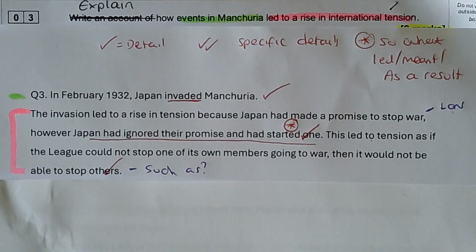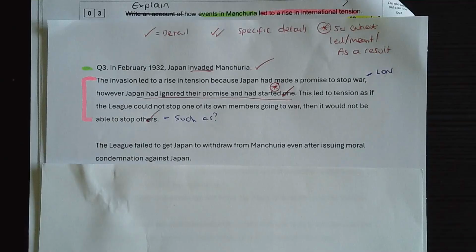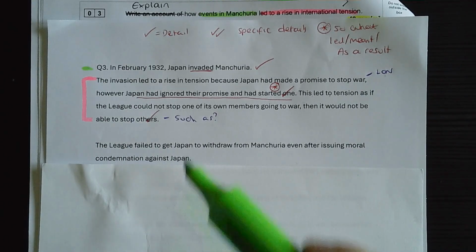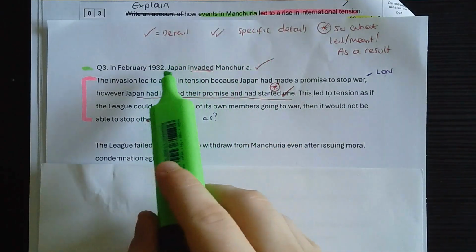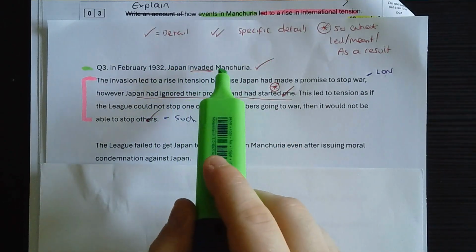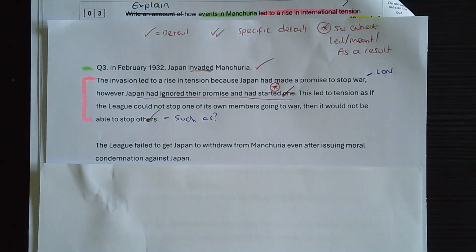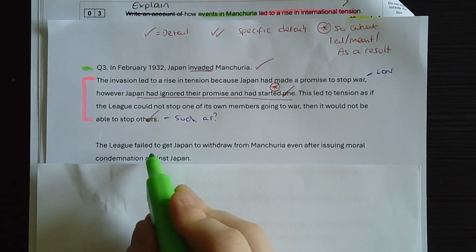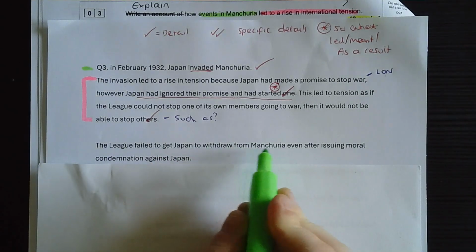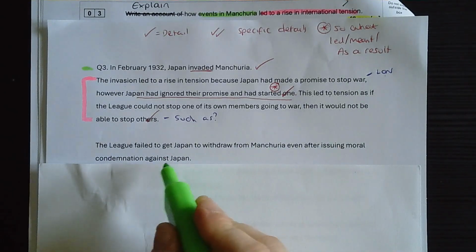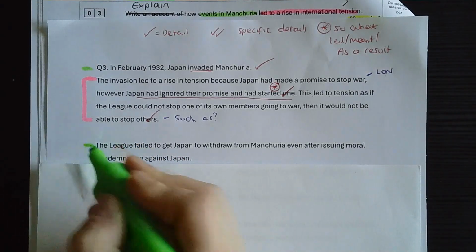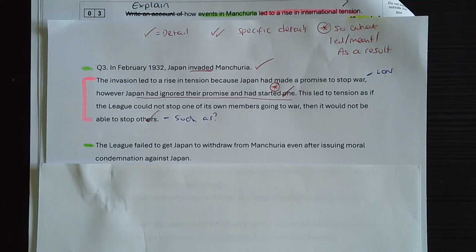So to get 6 out of 8, you need to do another paragraph just like this. In my next paragraph, I know again I need to tell you about events in Manchuria. But I can't tell you about Japan invading Manchuria because I've already talked about that. So this time I'm going to say the League failed to get Japan to withdraw from Manchuria even after issuing moral condemnation against Japan. As an examiner I'm looking at that and seeing, yeah, excellent.